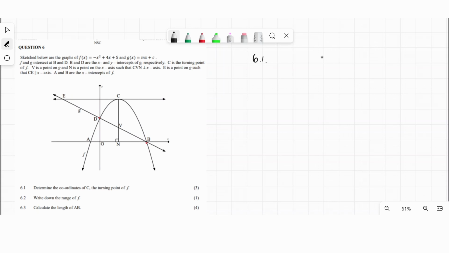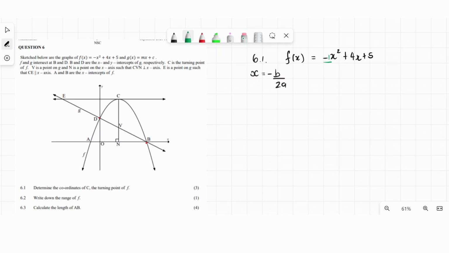So now doing the first question, they say determine the coordinates of C, the turning point of f. We know that f of x is given as this. After f of x being given, we need the turning point, right? Since the function is in the standard form of a quadratic, I'm going to use this formula, which is x is equal to negative b divided by 2a. What do we need to find? We need to find a and b, right? So a is this one, the coefficient of x squared. Since it is negative x squared, this is the same as -1. So this is our a.